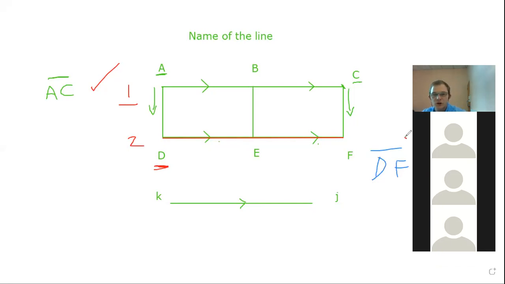DF. Yes, very good, Leon. That is excellent. We take the first one, which is the D. And we take the last one, which is the F. And we put a line on top to let them know it is a line that we are talking about here. So very good. Thank you, Leon. The next one.